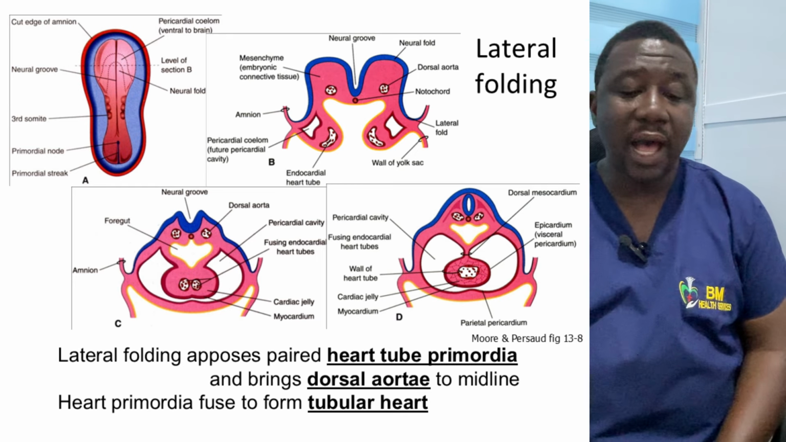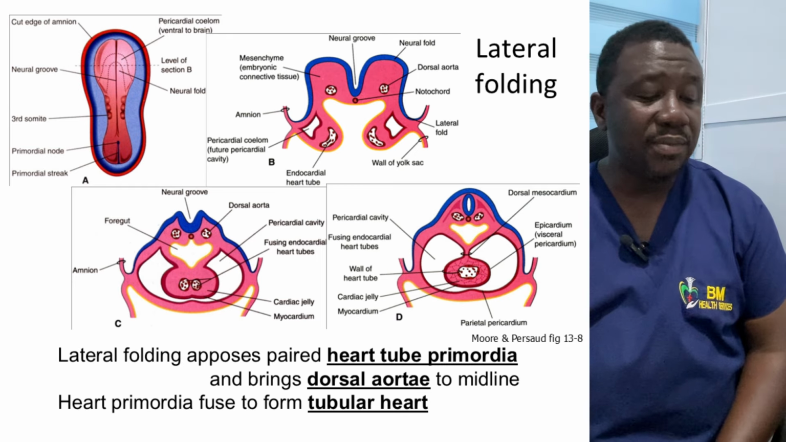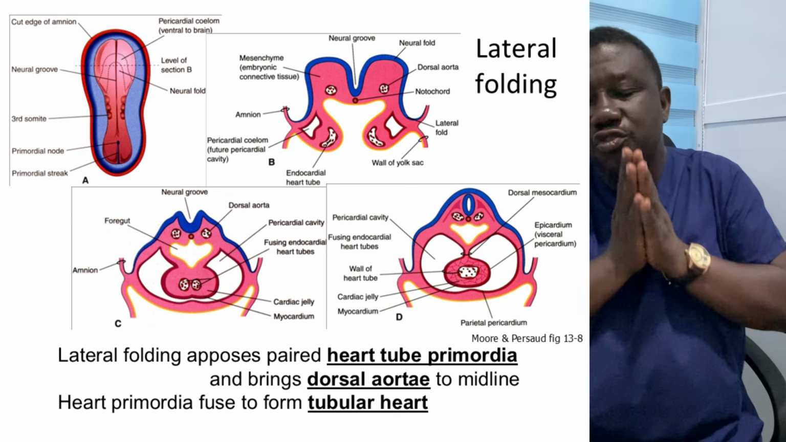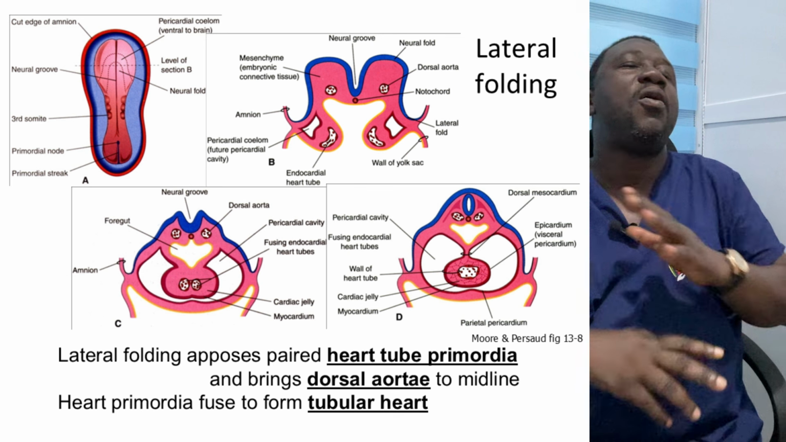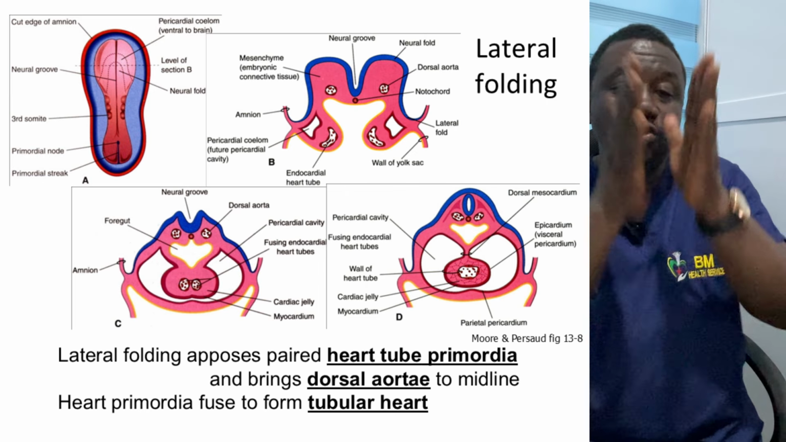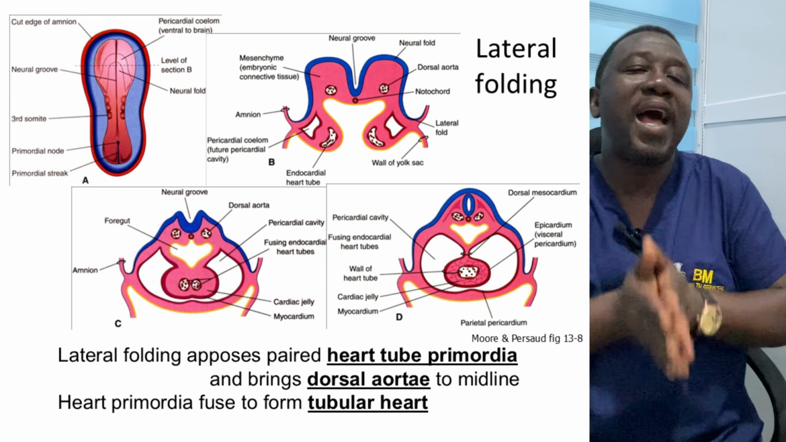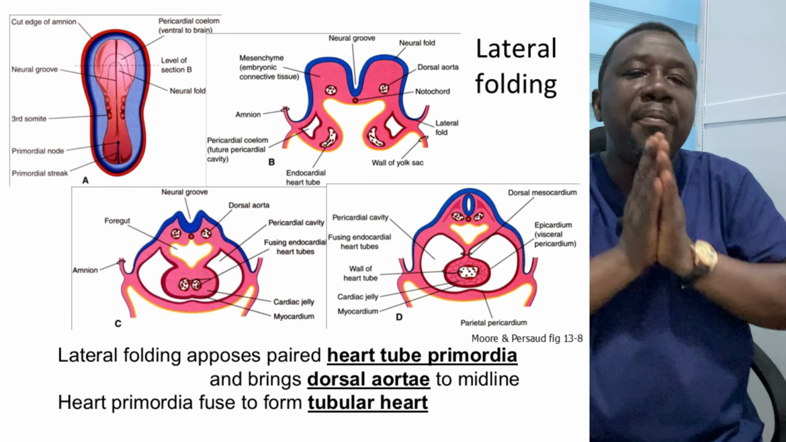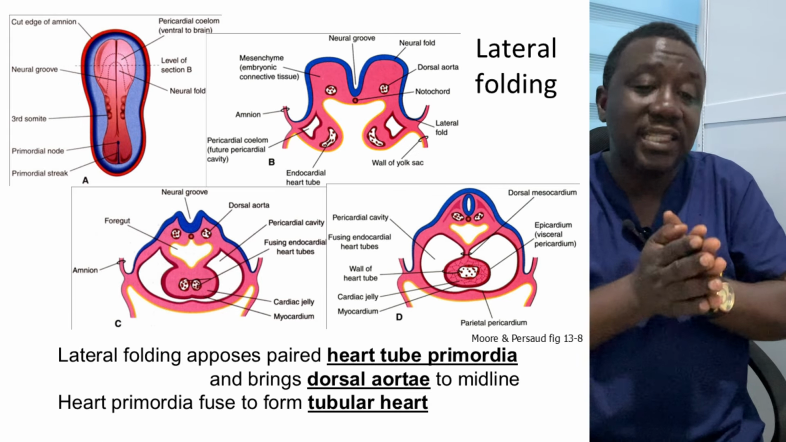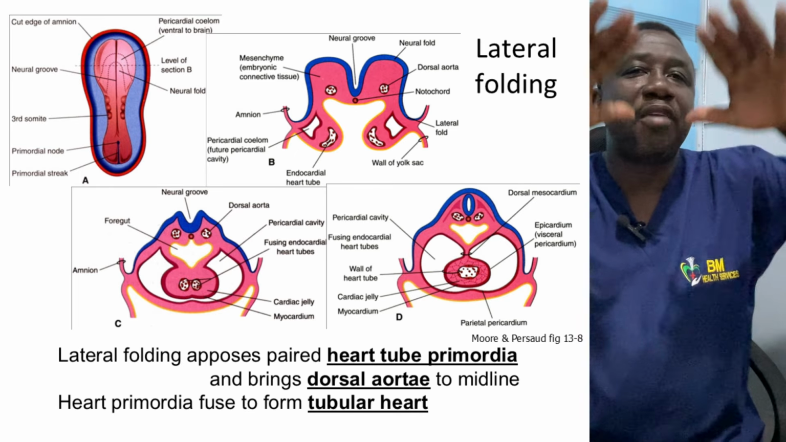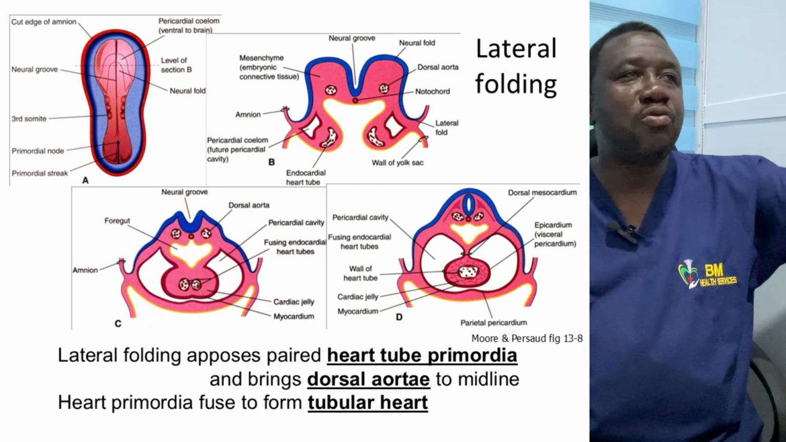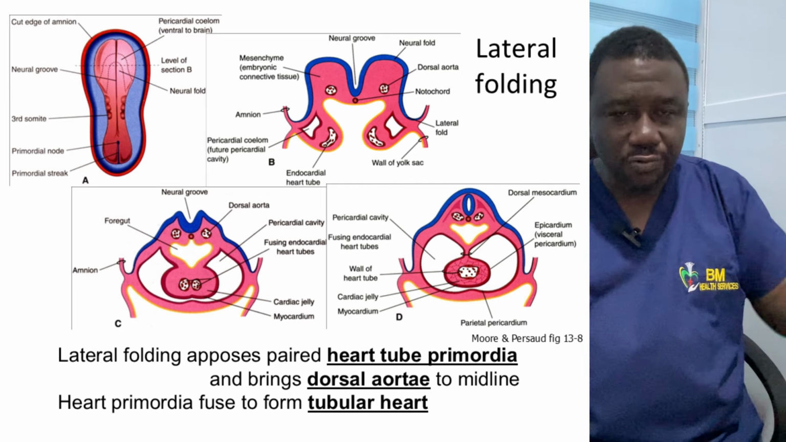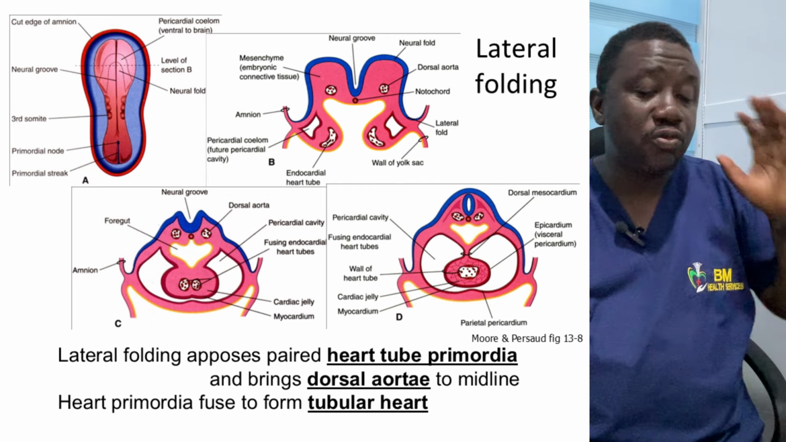So in conclusion, in terms of the fold, the lateral fold brings the paired heart tube primordia together and brings the dorsal aorta, the main line. The heart primordia fuse to form the tubular heart. So the basic structure that's going to form all the heart parts starts from the tube. We call it the tubular heart. The tubular heart is formed by two folds. The cranial fold, making sure that it positions the heart in the original position, and the lateral fold, making sure that the two cardiac tubes or primary tubes here will fuse to form one. So these two folds are important.